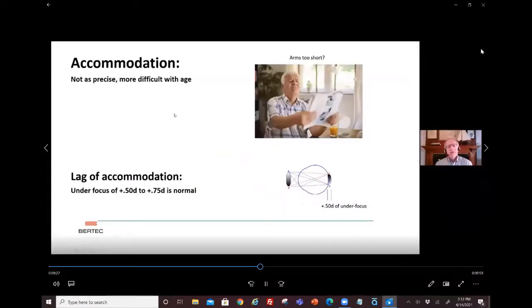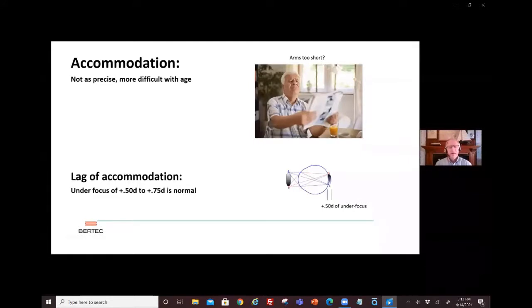The next part is accommodation. That's a fancy way of saying focus. Every time we focus, that muscle causes the lens inside the eye to change shape. When we get to be in our 40s and 50s, and some of you in the audience will relate to this, that muscle doesn't work quite as well, and that lens gets a little more rigid or less flexible. So our arms get too short. We push things out in order to be able to see them. So when we measure accommodation or focus in a patient, we have to keep their age in mind. With convergence, convergence does not change much with age, actually very little.